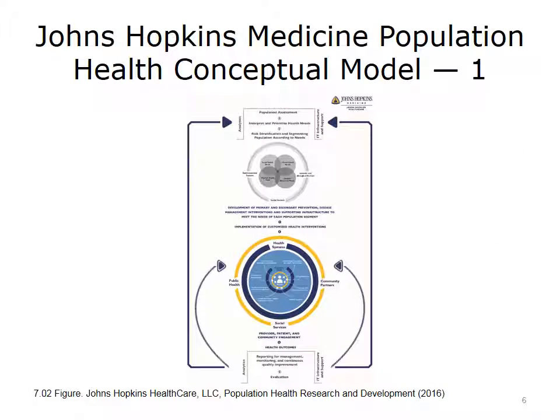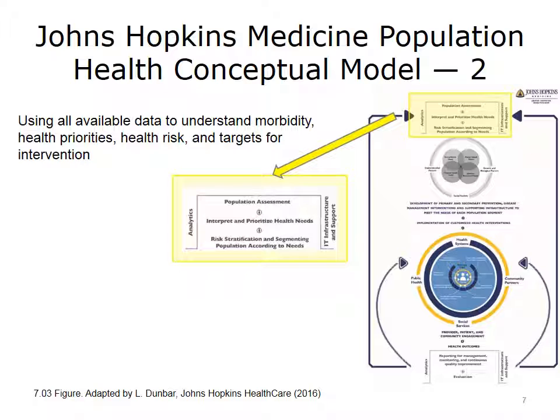Johns Hopkins Healthcare has developed a population health conceptual model, which begins with population prioritization and ends with evaluation of population health management interventions. We will discuss their health conceptual model in pieces, and we begin with the population assessment at the top of the model, which is highlighted here and is also enlarged on the left-hand side of the slide. This portion of the model involves using all available data to understand the morbidity of a population, the health priorities, health risk, and the target for intervention.